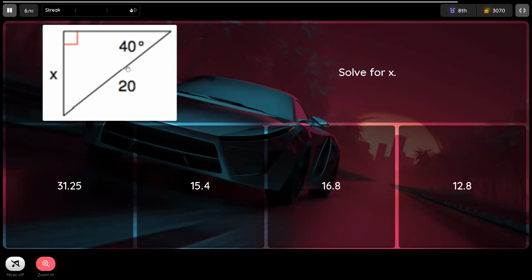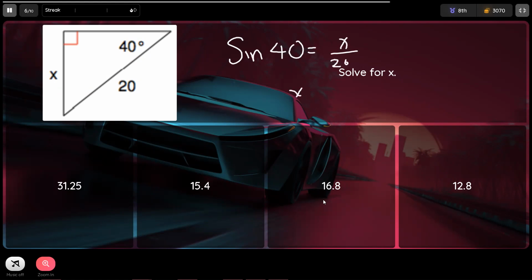Okay. Here now, we have the angle 40, x, and 20. So we have opposite over hypotenuse. I solve it with you now. Sine of 40 will be x over 20. Then x will equal 20 times sine of 40, which is 12.8, yes.